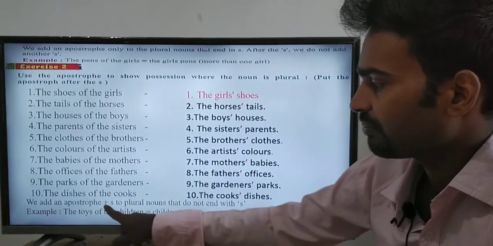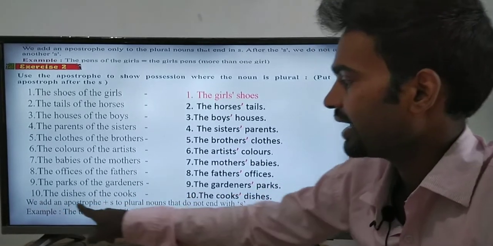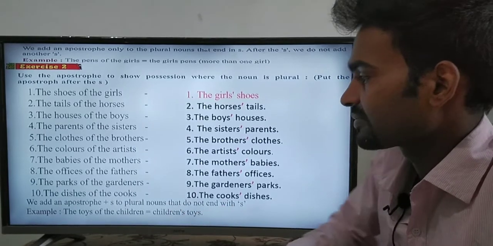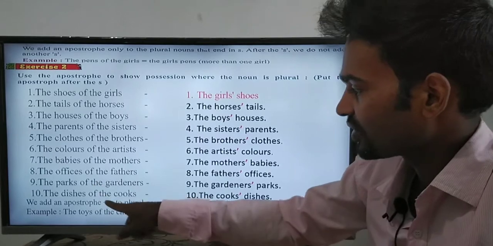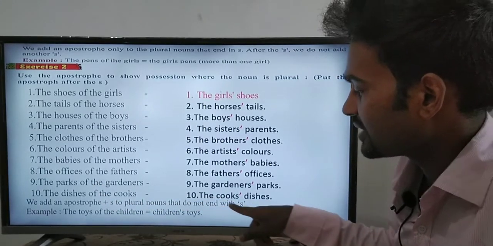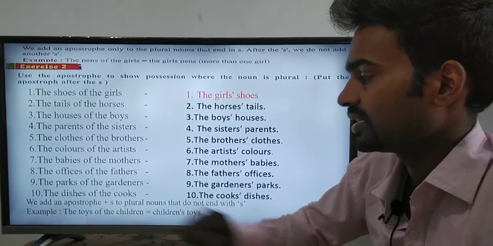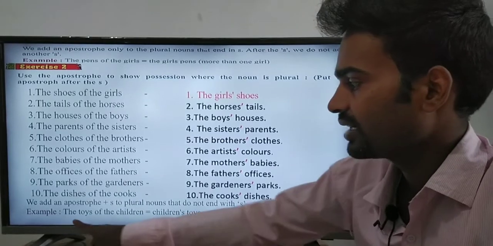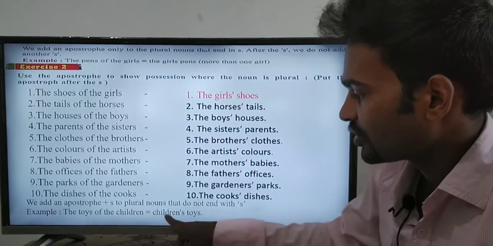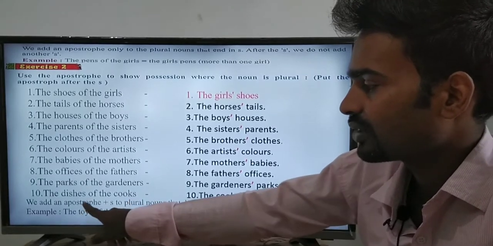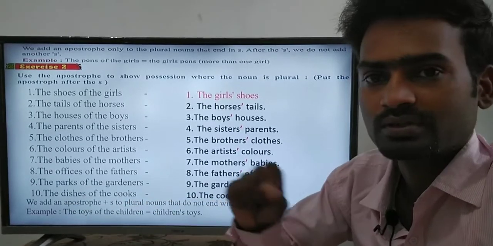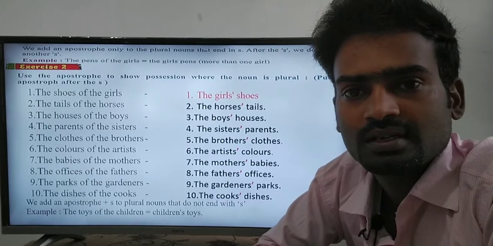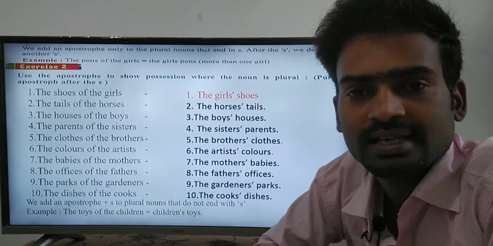We add an apostrophe plus s to plural nouns that do not end with s, right? This is the next rule we are going to see. This rule we are going to see in the next exercise, right? The boys of the children, the children's toys. We are going to add an apostrophe plus s to some plural nouns. Some plural nouns won't end with s.